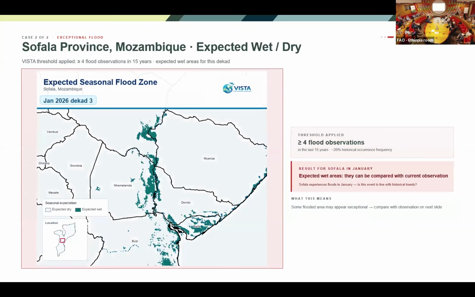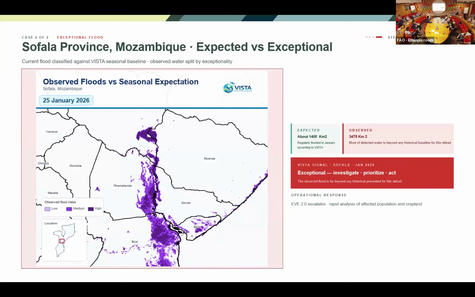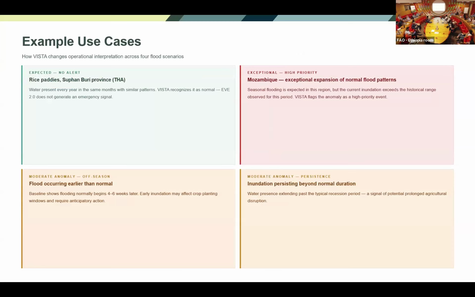So again, let's apply our usual threshold of basically more than 25% of the time being underwater. We look at the image, we overlay the mask, and we see that, let's say, more than 50% of the area that is currently flooded is an exceptional flood. So it's probably worth further investigating and prioritizing.